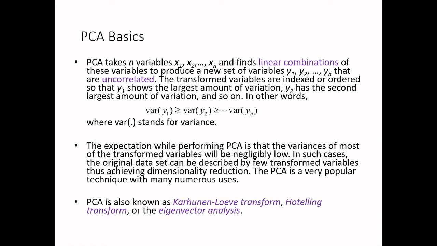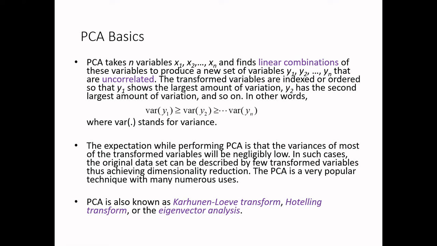That means y1 corresponds to the largest eigenvalue and corresponding largest eigenvector. Y2 has the second largest amount of variation, and so on and so forth. Now, if you keep all the transformed variables y1 to yn, what you have done is you have transformed your original space into a new space.